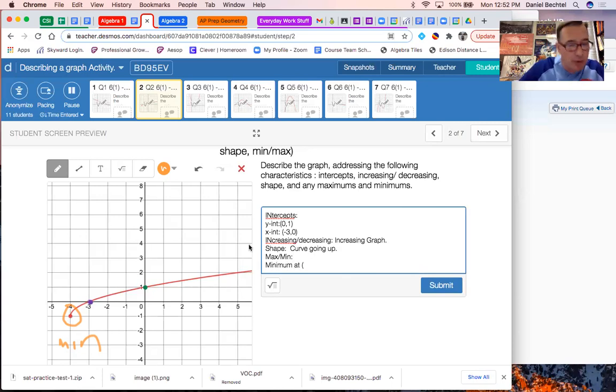at, and then you say whatever the point is. Here, the x is -4, the y is -1. So (-4, -1), close it out. And that tells us everything that we need to know about this.